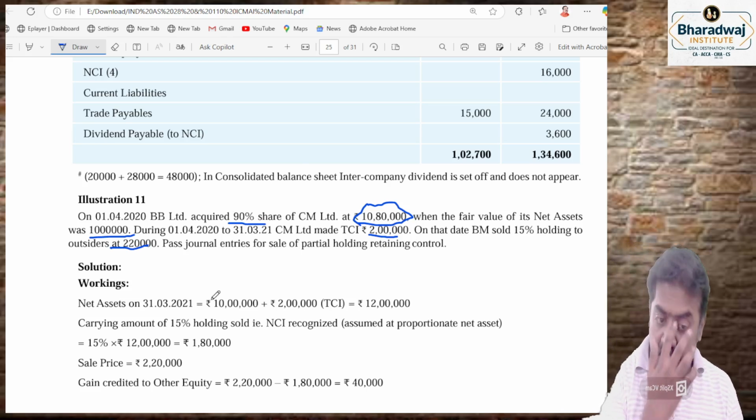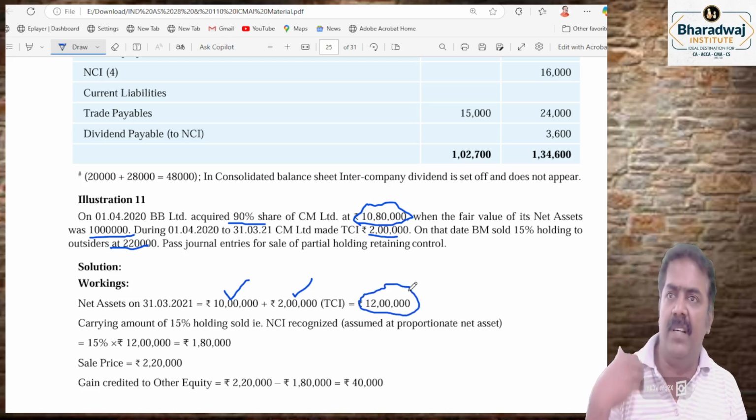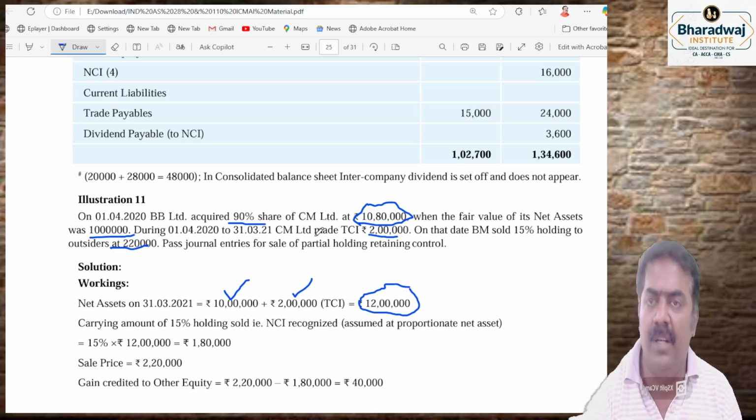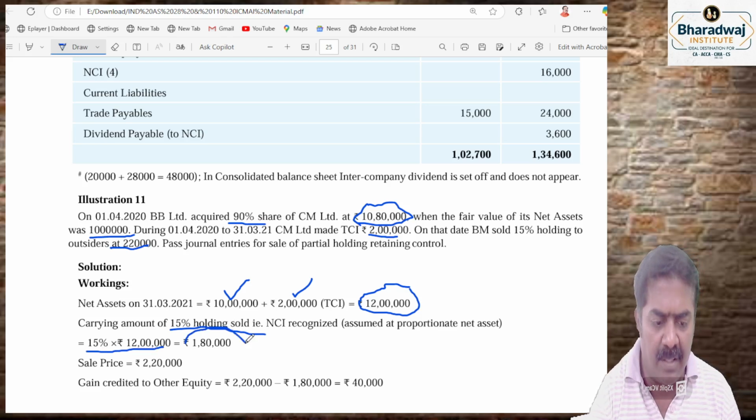What was the net assets at the beginning of the year? 10 lakhs. How much of income they earned? 2 lakh. So net assets at the end of the year is 12 lakhs. When we sell our investment, NCA value will go up. 15% of 12 lakh will be 1 lakh 80,000. This is the value of NCA that is going to go up.